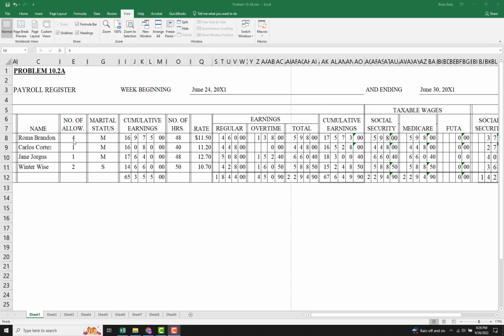So Roma Brandon, we can see, has marital status of married and has 4 withholding allowances. Also, in order to use the wage bracket method, we need to look at the gross earnings for the period, which are $598. So $598, married, 4 withholding allowances is what we need to go to our table.